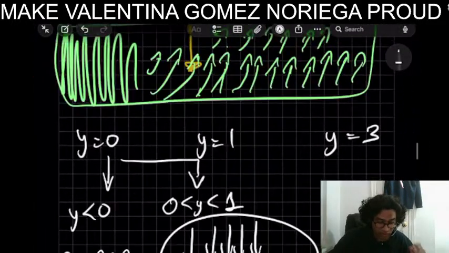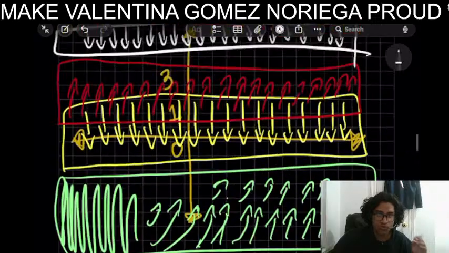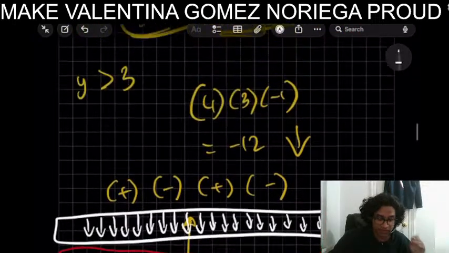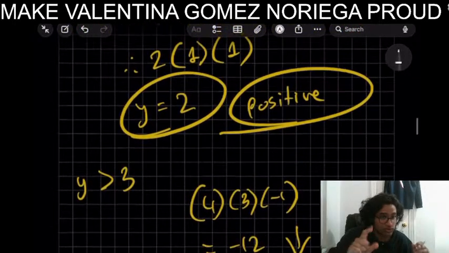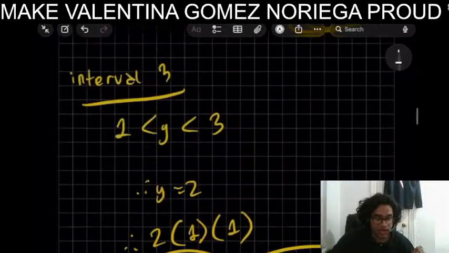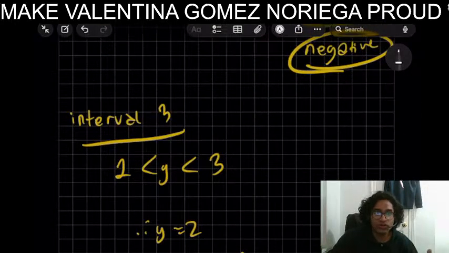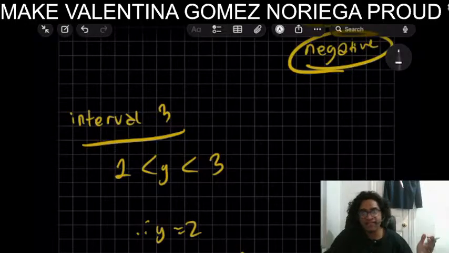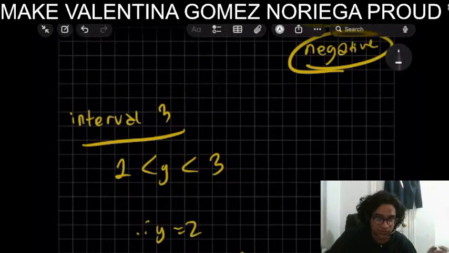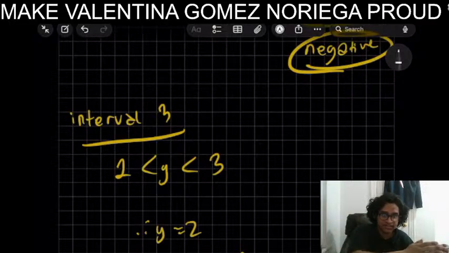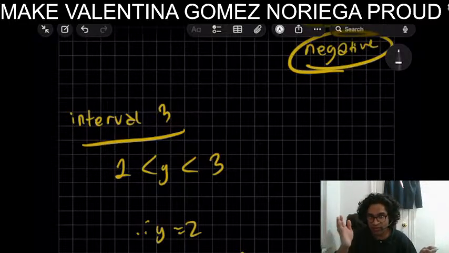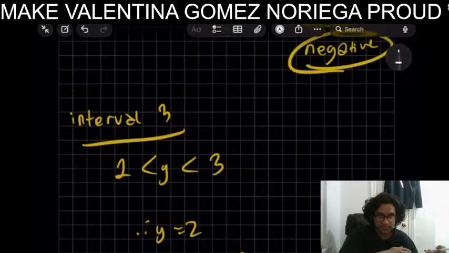So y is equal to 0, y is equal to 1, y is equal to 3. That's our critical points, not inflection points, critical points. And to observe how the graph will look, you first have to get the behavior of the graph at y less than 0, the behavior for 1 less than y less than 3, and then y greater than 3.